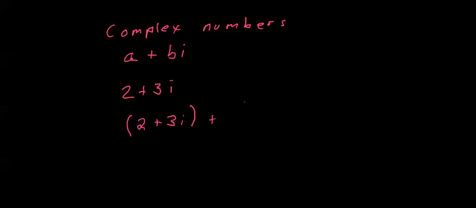plus 5 minus 2i. Basically, what you're doing is looking for like terms. We add the rational part. 2 plus 5 is 7. And then we add the imaginary part. 3i minus 2i, because it's negative, is just 1i. I. That's it. Super simple.